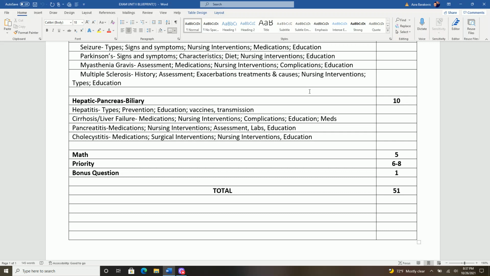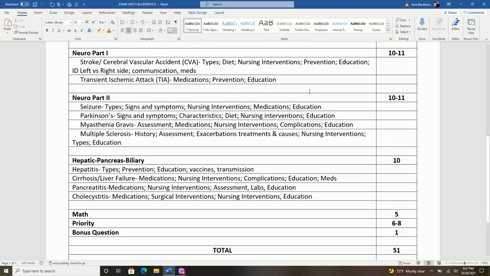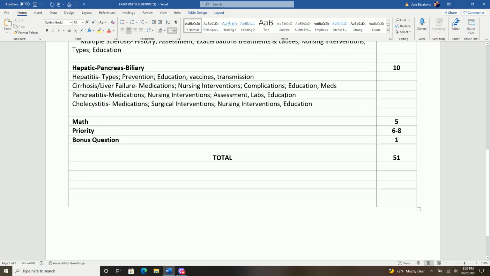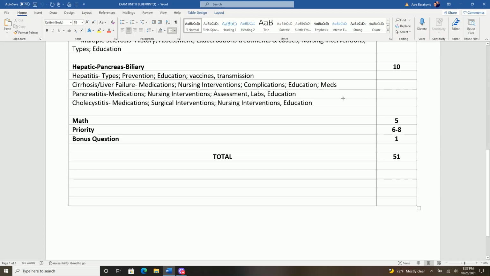And then, of course, your priority questions. So those are going to be, who are you going to see first? Remember, you have to think about what's going to kill my patient first, okay? What's going to cause my patient harm if I don't address this immediately? Okay, and like I said, there's questions about all of the topics as far as priority. So if you've done your disease process sheets and you've filled out this blueprint, then you guys should be fine. There is a bonus question. I will tell you it is something that I talked about in my lecture. Okay, it's just a fill in the blank, fun little thing.